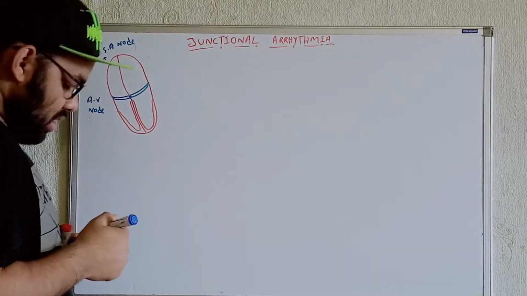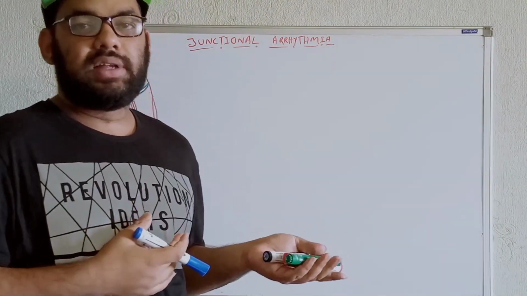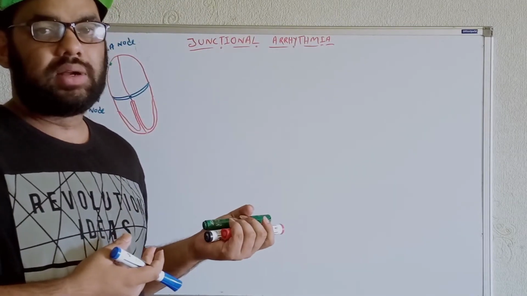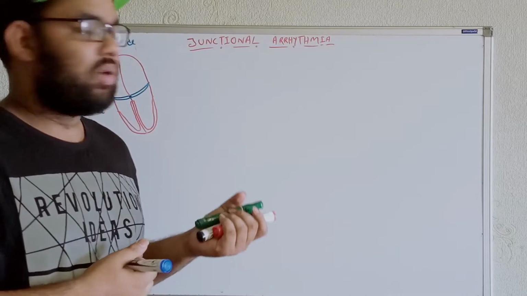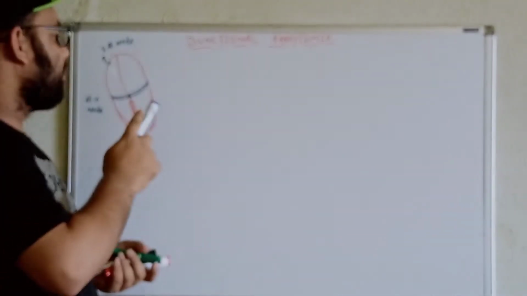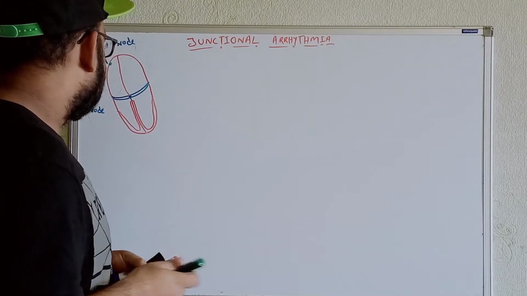Now see, at first we know that the SA node has high automaticity. That means it can undergo spontaneous depolarization. Whenever it depolarizes, it sends the electrical impulse, or the cardiac impulse, through the atrium. And from the atrium it will come to the AV node.